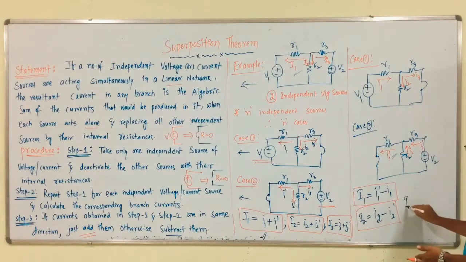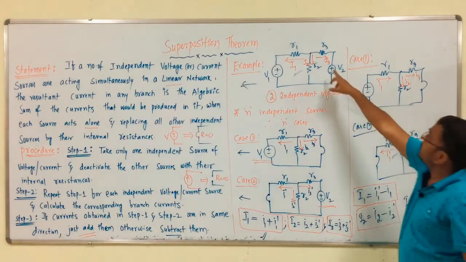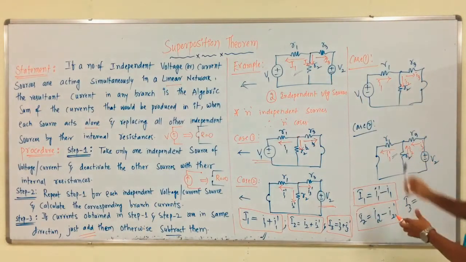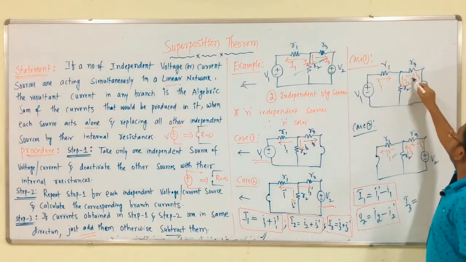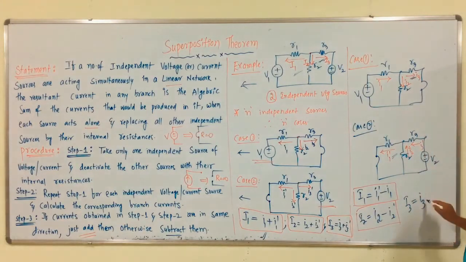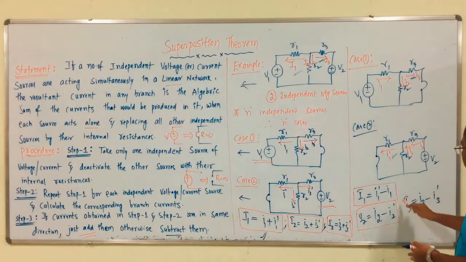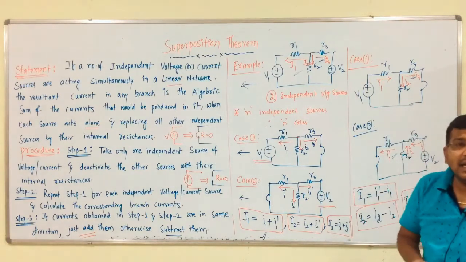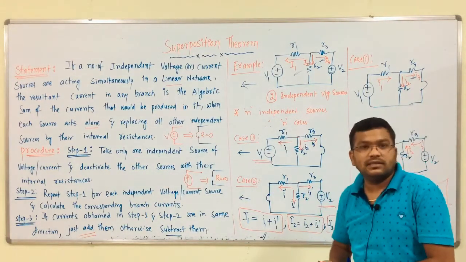Like this capital I3, which is equal to left to right, right to left. So, this one and this one are in the same direction. That's why I3 is first, minus I3 dash. So, like this we have to calculate the currents in each and every case.